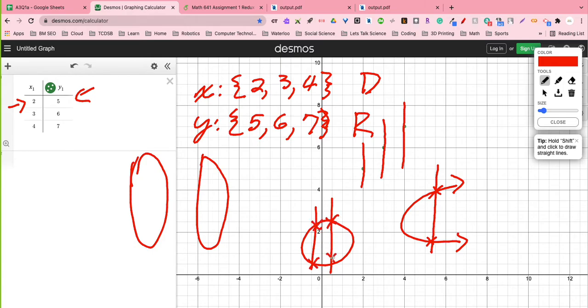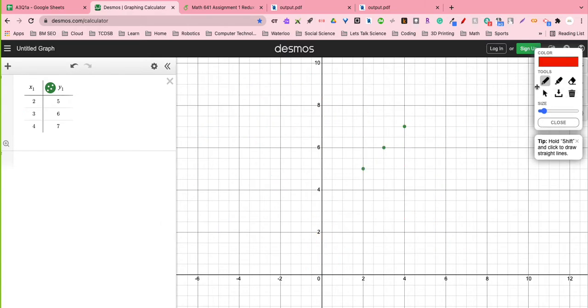Okay, but anything that's essentially going upwards, it looks like a smiley face, a quadratic or a linear function, those are going to pass it. We won't have any problems with those. Okay, let's clear all that.